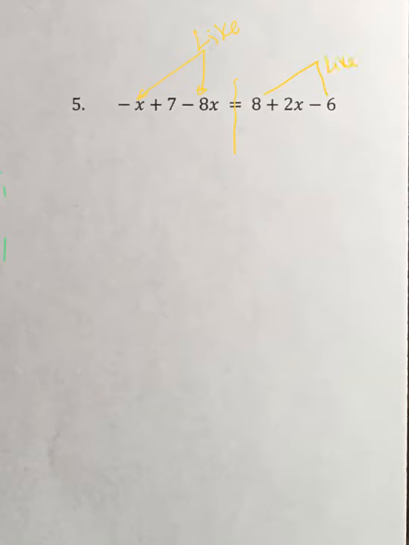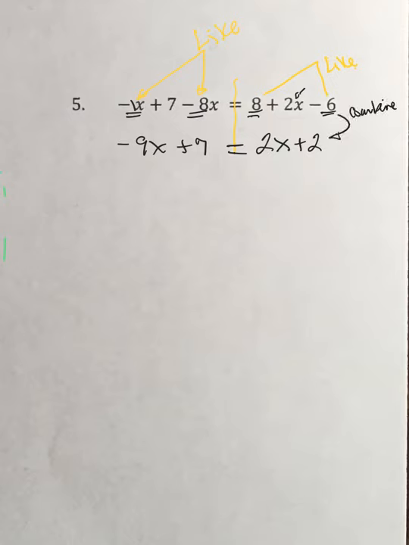And remember, when we're combining like terms, we just do it. So a negative 1x, right? And a negative 8x is a negative 9x's. And then plus the 7. And then a positive 8 and a negative 6. I like to write the x's first, but it doesn't matter. And then a positive 8 and a negative 6 is a positive 2. Right? So notice when we combine like terms, there's no work. You just do it.